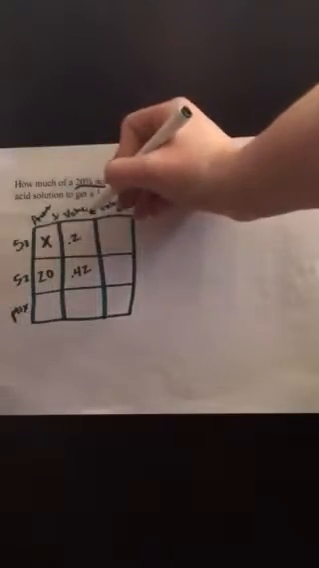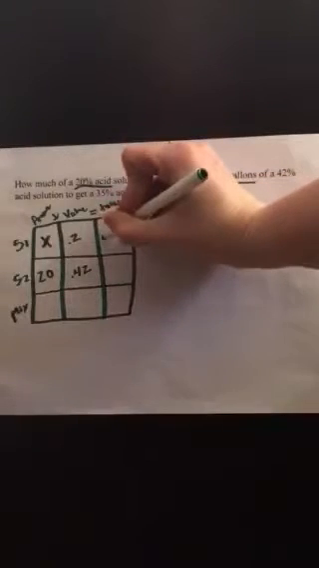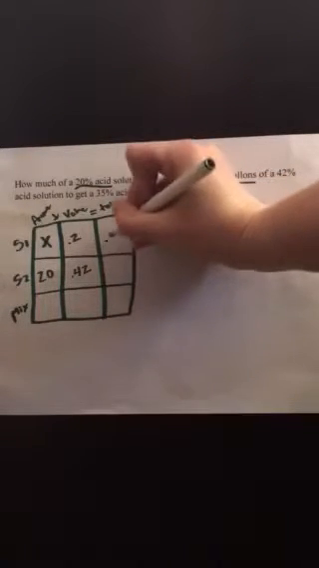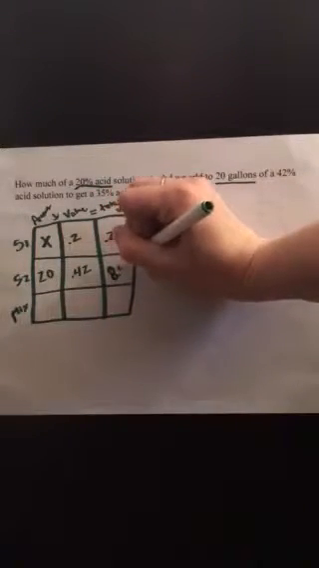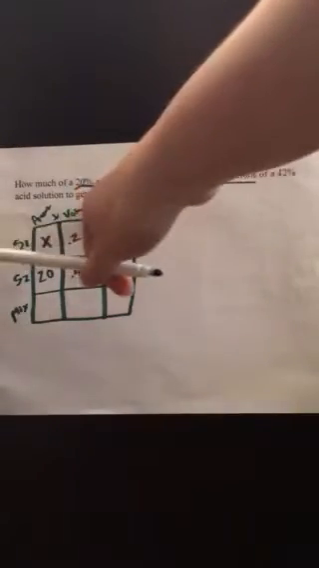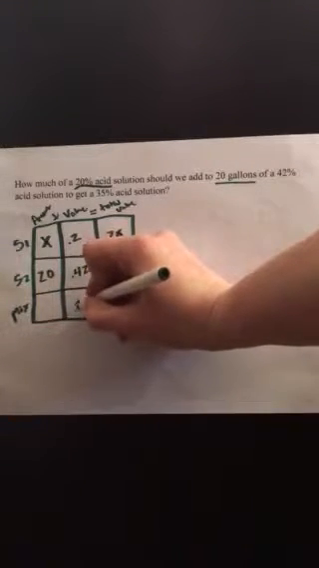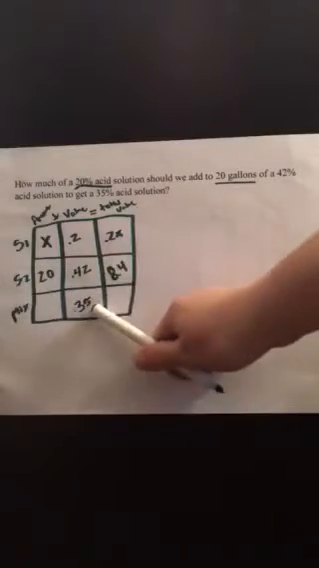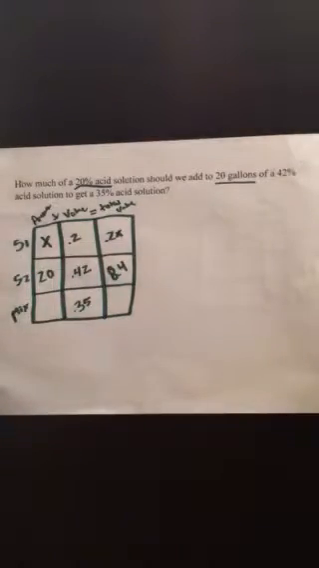All right, so if we multiply our amount by our value, we get the total value. So we could just finish these off, super simple. 0.2 times x is 0.2x, then 0.42 times 20. If you do some quick math in your head, that comes out to be 8.4. Then it says that we need to get to a 35% acid solution. So that's going to be our goal for our mix. That's what we want as our concentration or value, our 35%.